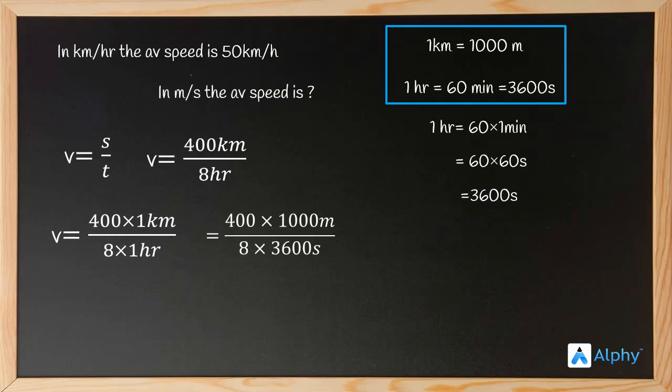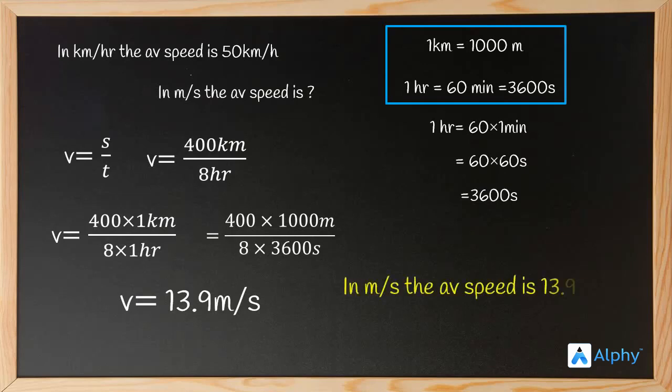Take a minute, calculate this. Don't see the final answer yet. Do it by yourself. Okay, if you did it, you will get average speed as 13.9 meter per second. Again, this time make sure you write the correct units. This is the answer for the second part of that question. We've already done kilometer per hour. Now in meter per second, the average speed is 13.9 meters per second.